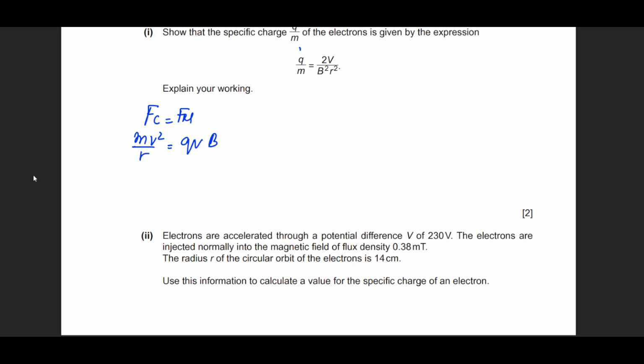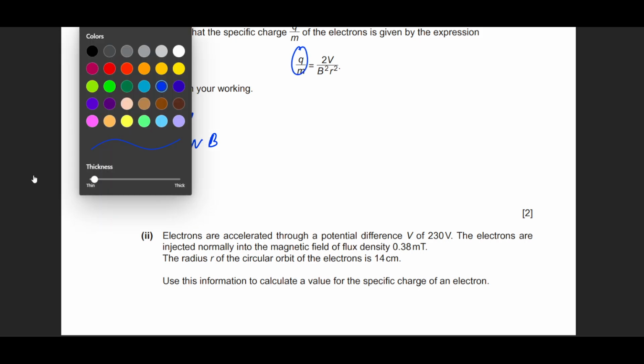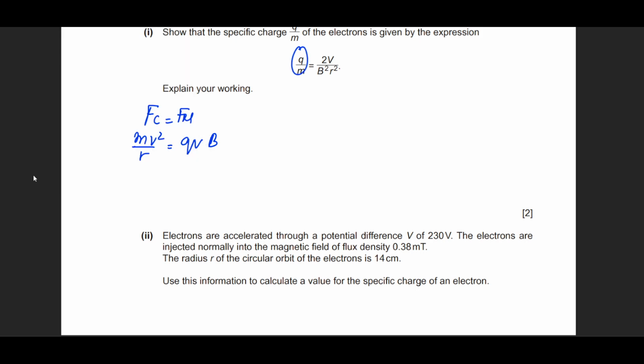Now we need to make q by m the subject of the formula. So we can bring r over there, v cancels out. So we have q by m, with m going to that side and b going to this side. So this becomes velocity divided by rb equals q by m.